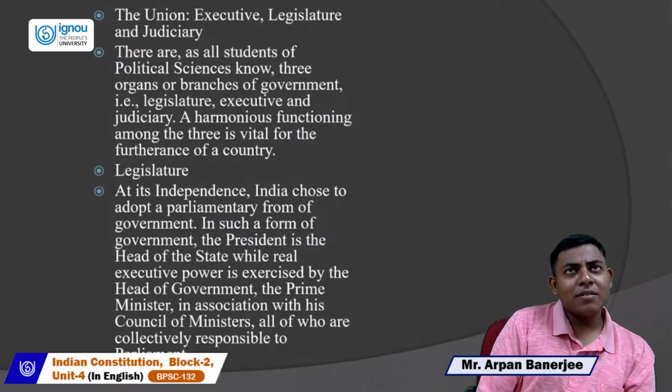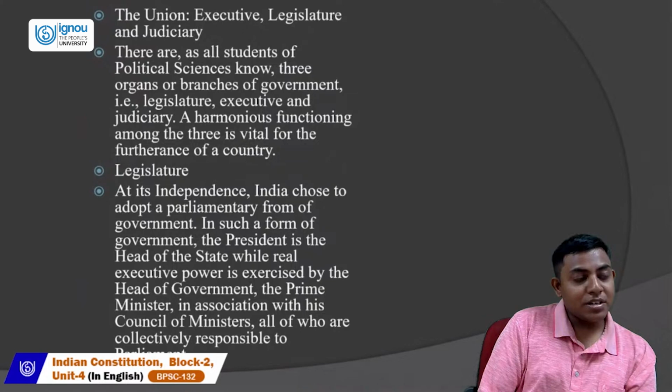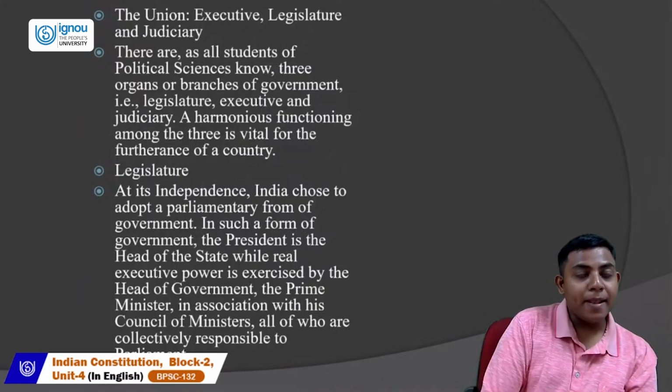Then Article 67 talks about the term of office of the Vice President, which is to be 5 years. And Article 67 Clause 2 talks about the procedure for removal of the Vice President. That can be done by bringing in a resolution in the Rajya Sabha, and then that resolution, if it is passed in the Rajya Sabha, has to be passed by the Lok Sabha as well.